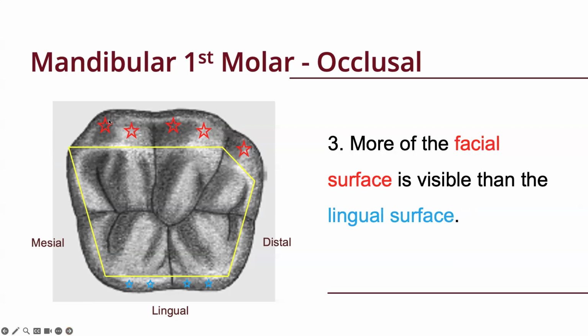So here, again, you can see quite a bit of the facial surface because the cusp ridges of the mesial buccal and distal buccal cusps are a little bit more centrally located than the mesiolingual and distal lingual cusps being farther out to the lingual. So very little of the lingual surface can be visible from the occlusal view.